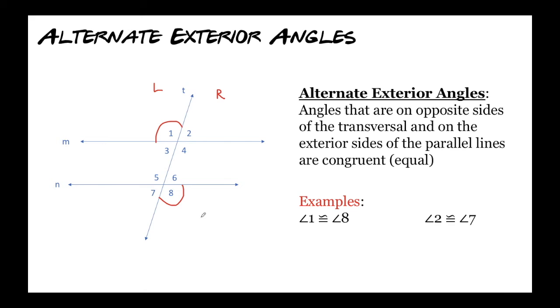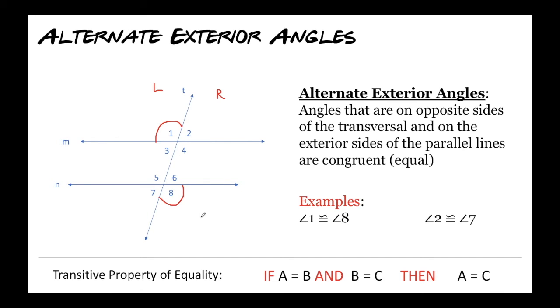To prove this, we must first know the transitive property of equality. The transitive property of equality says that if A equals B and B equals C, then A also equals C. Now let's use this to prove that angles 1 and 8 are congruent. Angles 1 and 5 are equal because they are corresponding angles. Angles 5 and 8 are equal because they are vertical angles. By this property then, angles 1 and 8 also must be equal.